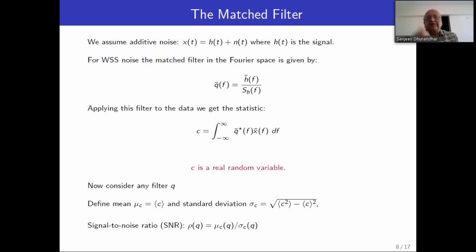In the earlier case of the Fourier transform, when you took the modulus, that was the statistic. Here the statistic is this, where Q of f will be your match filter. Now what I'll show is that if you take the match filter, this is the best that you can do. C will get you the highest signal to noise ratio, or on average, C will be the largest, and that is what you want. You want the peak as large as possible.